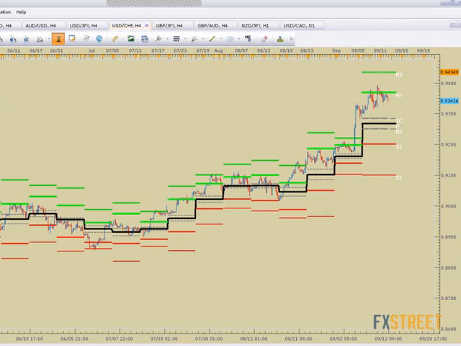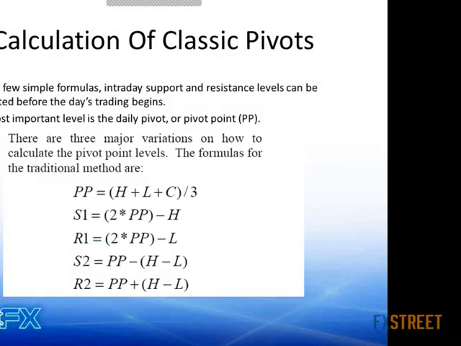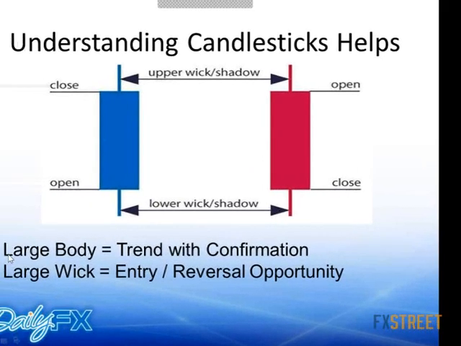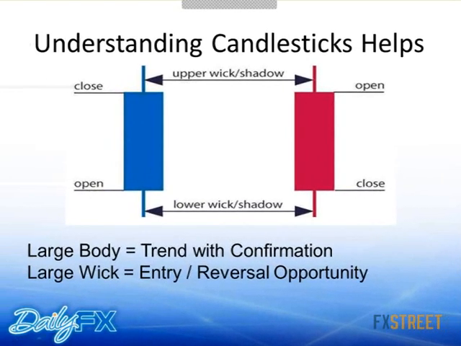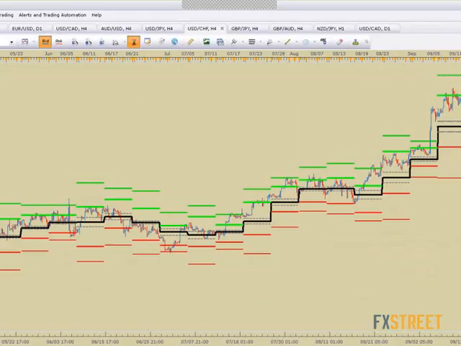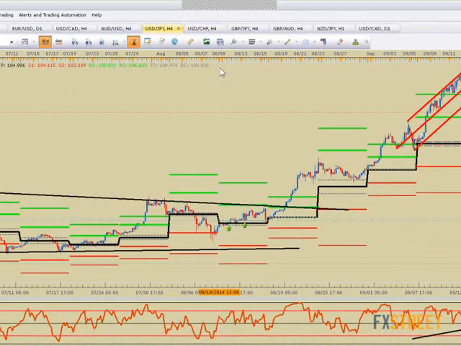All right, so we looked at the calculation of pivots. As far as candlesticks, I think candlesticks play a very, very key role in using pivots correctly. And the reason why is because there's effectively two things I'm looking for. A large body is something that I look for to establish the overall trend, especially if you get a move like on dollar yen, and I appreciate you guys letting me go back and forth between these charts.